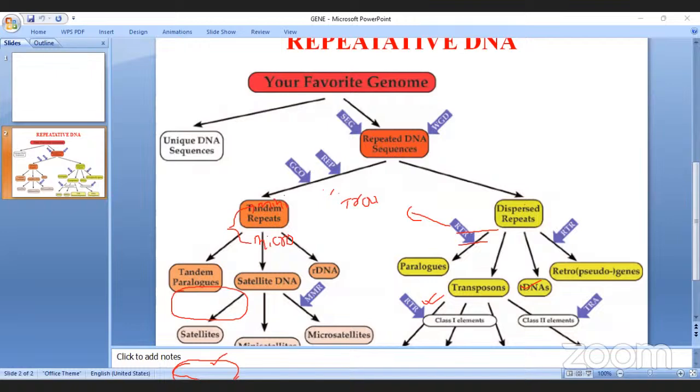Now let me explain about transposons. Transposons are also repetitive DNA, but this repetition is cut and paste. Cut and paste means, for example, here this is a DNA sequence, some DNA sequence: thymine, adenine, cytosine, and here some other DNA sequences are there. And again TAC. In this, the repetition is actually not continuous.